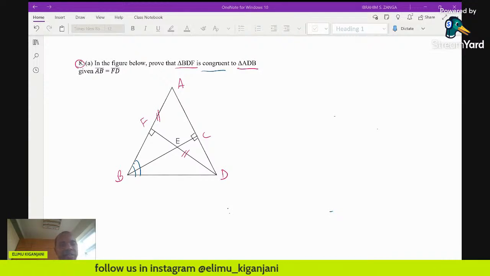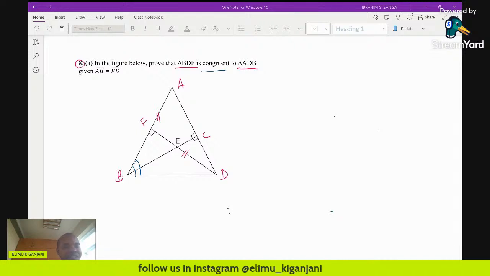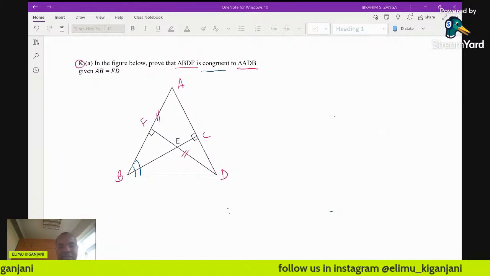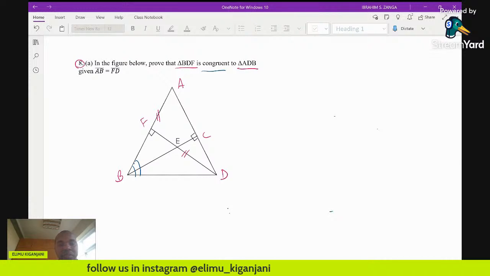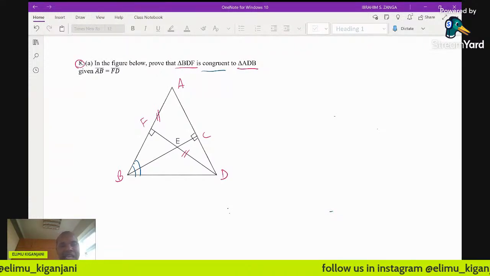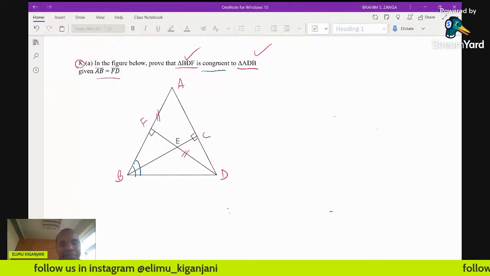So today's session will complete 10 questions, which is now going to be a complete revision of one paper in Form 2 mathematics. So we're going to continue with question number 8. As you can see in the figure below, we're supposed to prove that two triangles are congruent, and these triangles are BDF and the triangle ADB, given that AB equals FD.